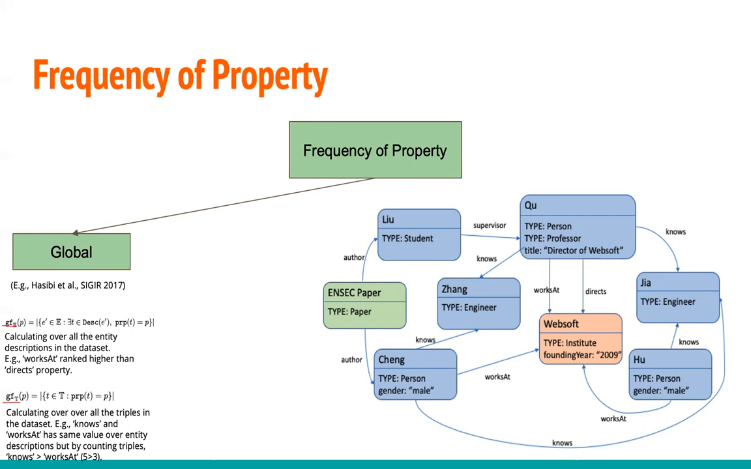Sometimes a person can have 2 properties linking to 2 different property values, but if you're counting the number of triples, you will count them as 2 separate counts rather than counting as one, like in an entity description. So these are 2 different ways of calculating the global frequency of a property.